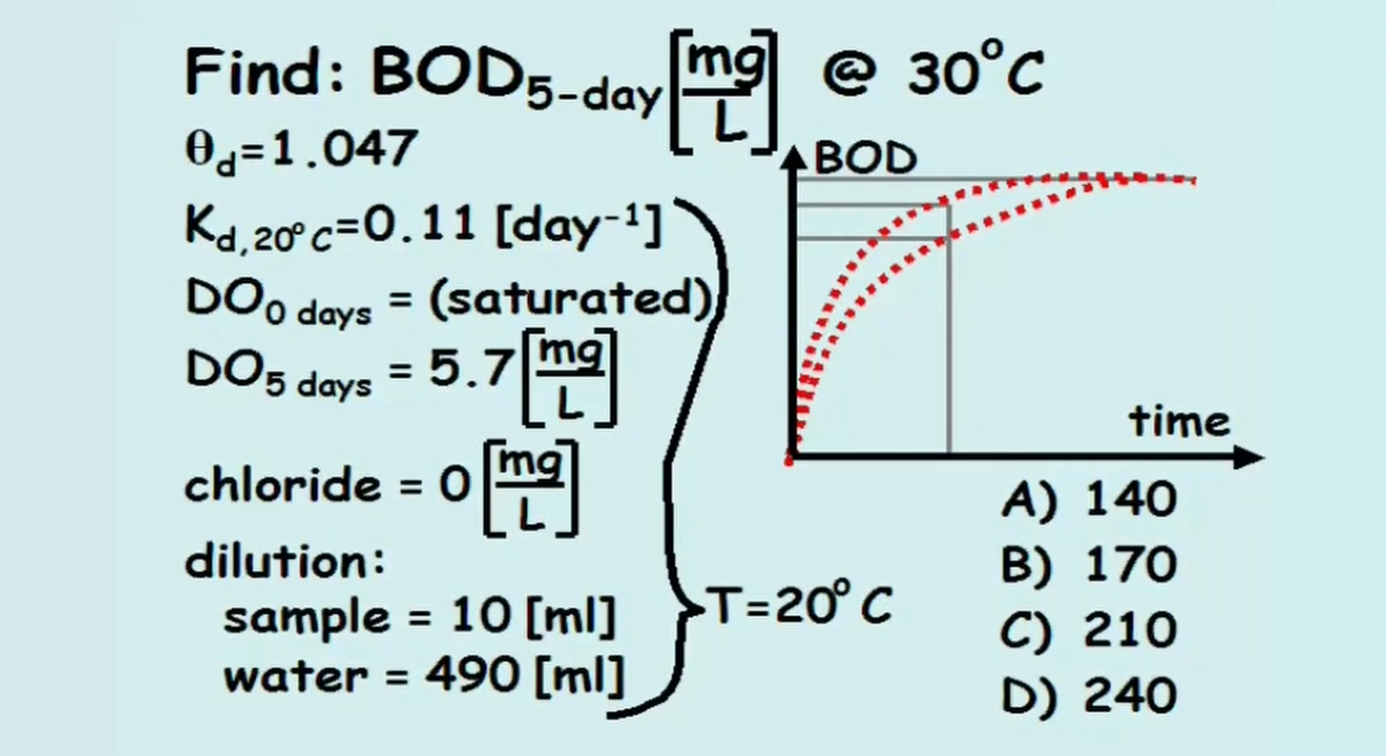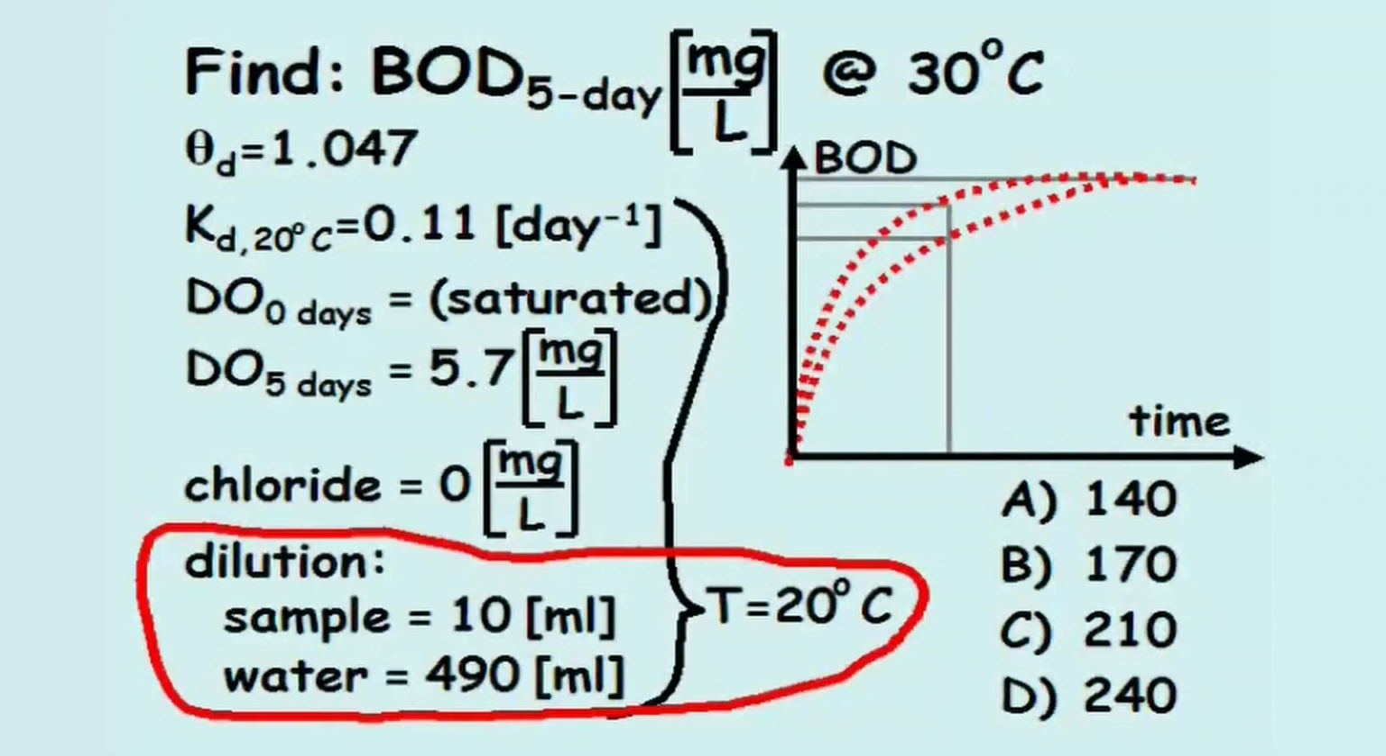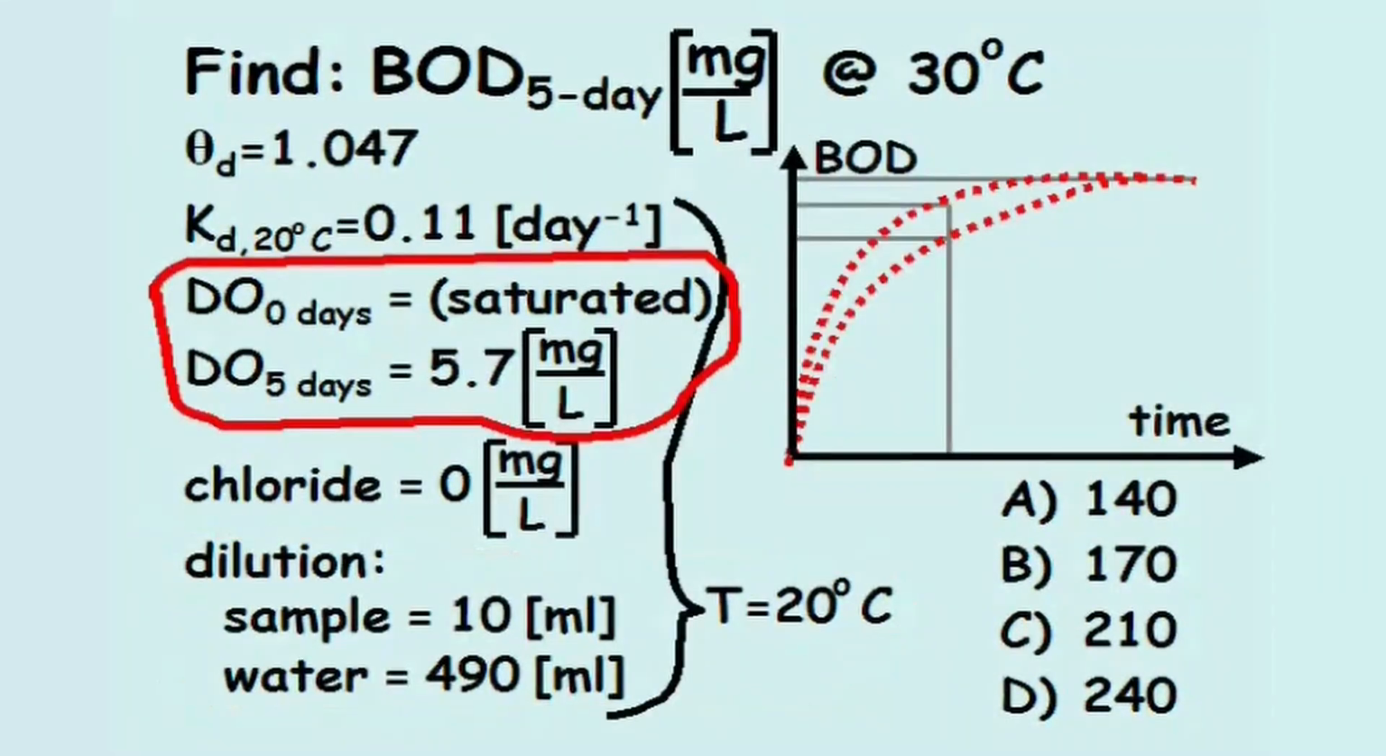Find the biochemical oxygen demand after 5 days at 30 degrees Celsius in milligrams per liter. In this problem, 10 milliliters of a sample is diluted with 490 milliliters of water at 20 degrees Celsius. Initially, the solution is saturated with dissolved oxygen, and after 5 days, the dissolved oxygen measures 5.7 milligrams per liter.